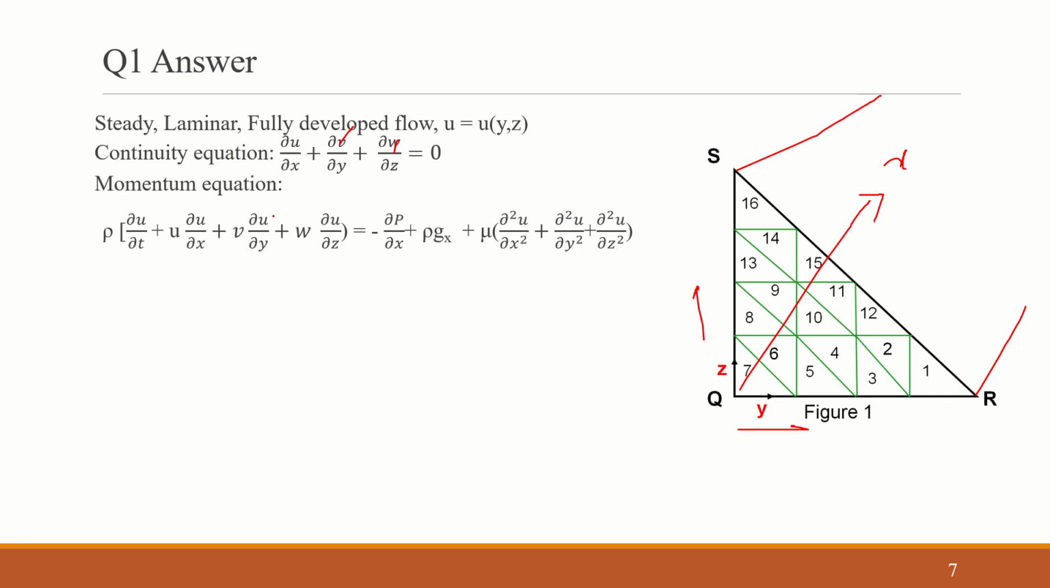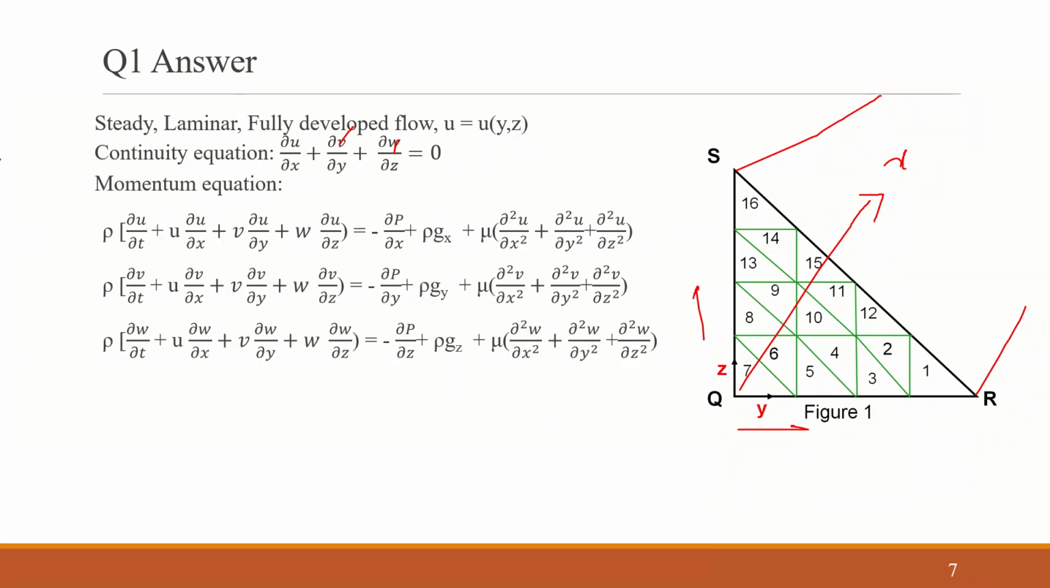And similarly we have y component and z component equations, but in this particular problem we are not considering these equations; for general purpose we will see how the equations vary. So first, rho into ∂v/∂t plus u ∂v/∂x plus v ∂v/∂y plus w ∂v/∂z equals minus ∂p/∂y plus rho g_y plus mu into ∂²v/∂x² plus ∂²v/∂y² plus ∂²v/∂z².